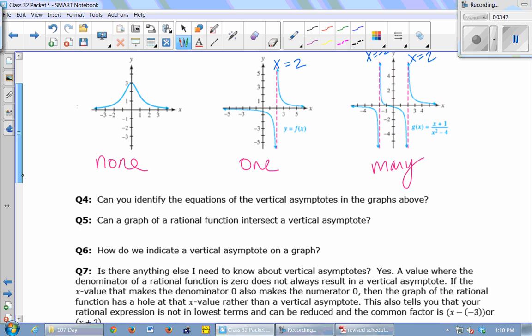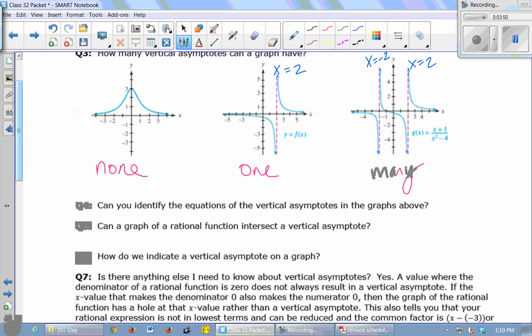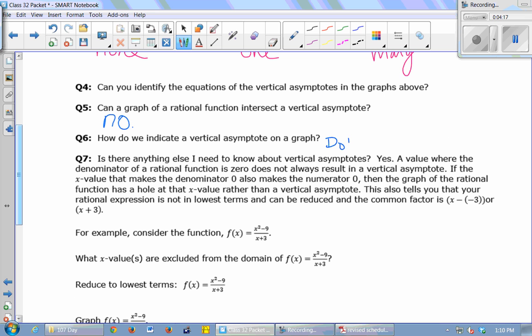All right, can a graph of a rational function ever intersect a vertical asymptote? Nope. The function is not defined at that value, so it can't ever cross it. How do you indicate a vertical asymptote on a graph if you're drawing a picture? Dotted line. Yeah. Because it's not actually part of the graph, it's just a line that helps us draw the graph, so we make it a dotted line to say this isn't part of the graph, it's just helping me draw the graph.